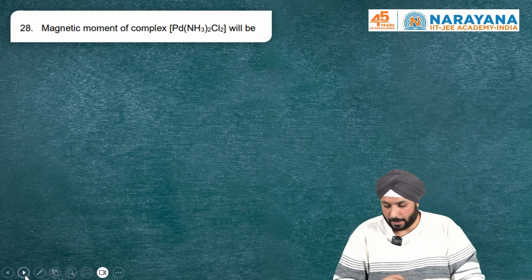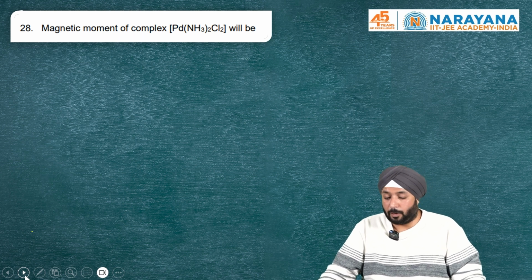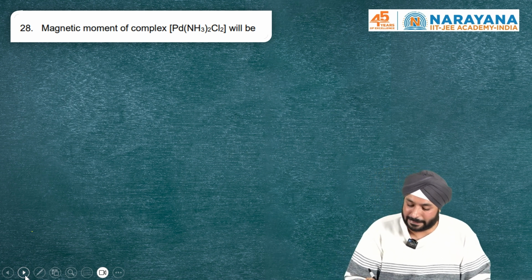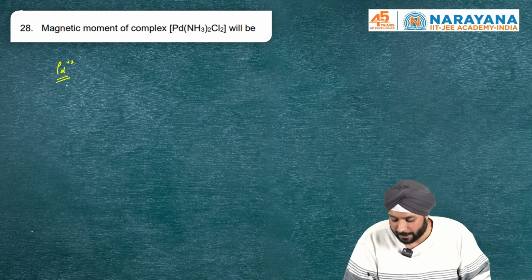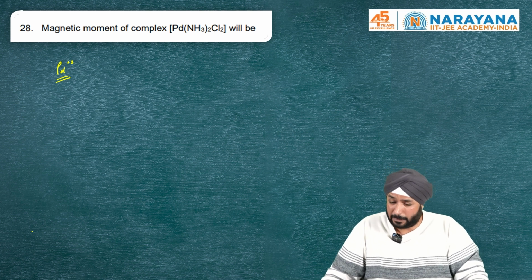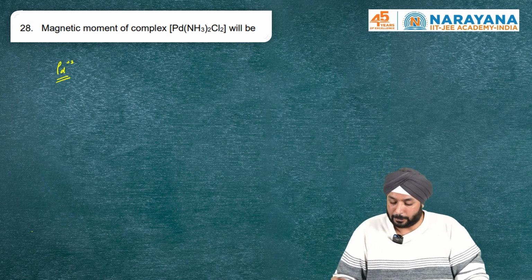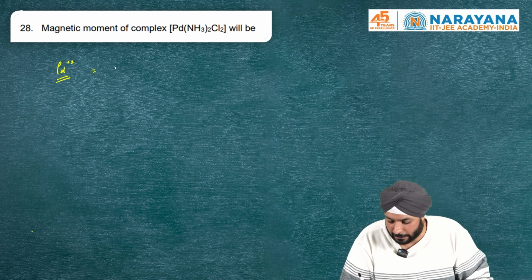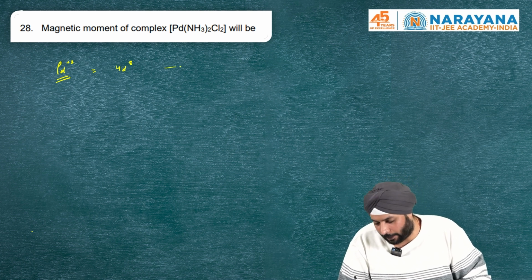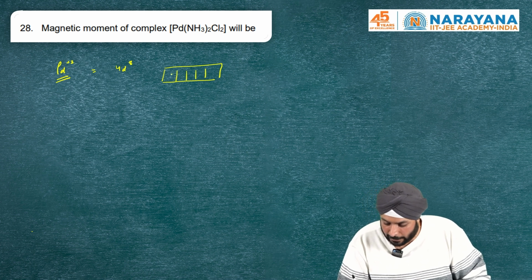Right? Now the magnetic moment of a complex in question number 28. The complex given to you is of palladium. The oxidation state of palladium is +2, and we know that palladium forms square planar complexes even with weak field ligands, and the pairing of electrons takes place. So for palladium 2 plus, the electronic configuration is 4d8, and if the pairing of electrons takes place, so we'll have d8. In d8, these are the orbitals where the pairing of d electrons takes place.